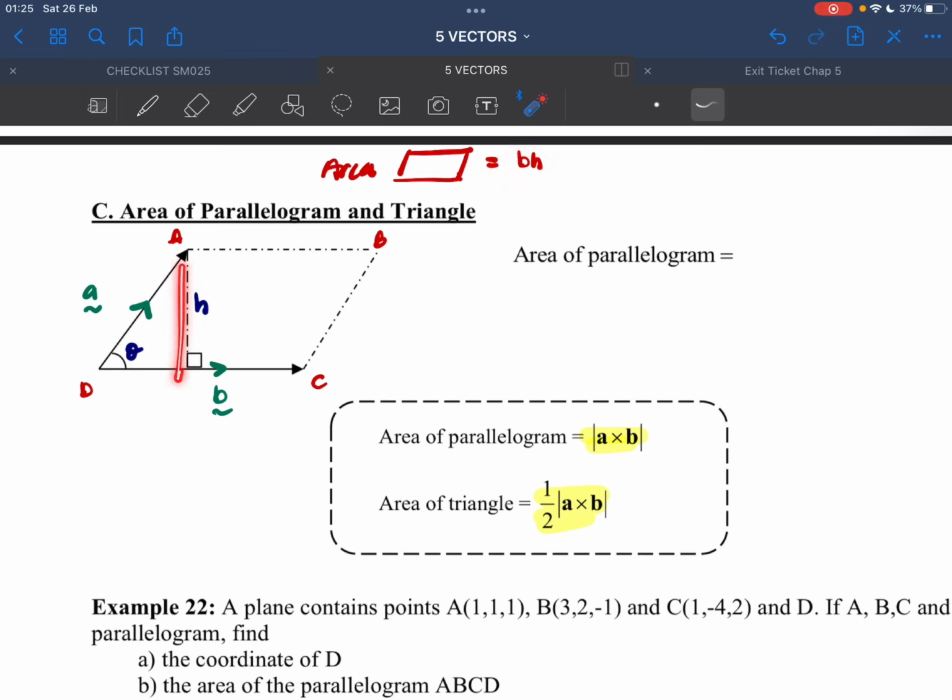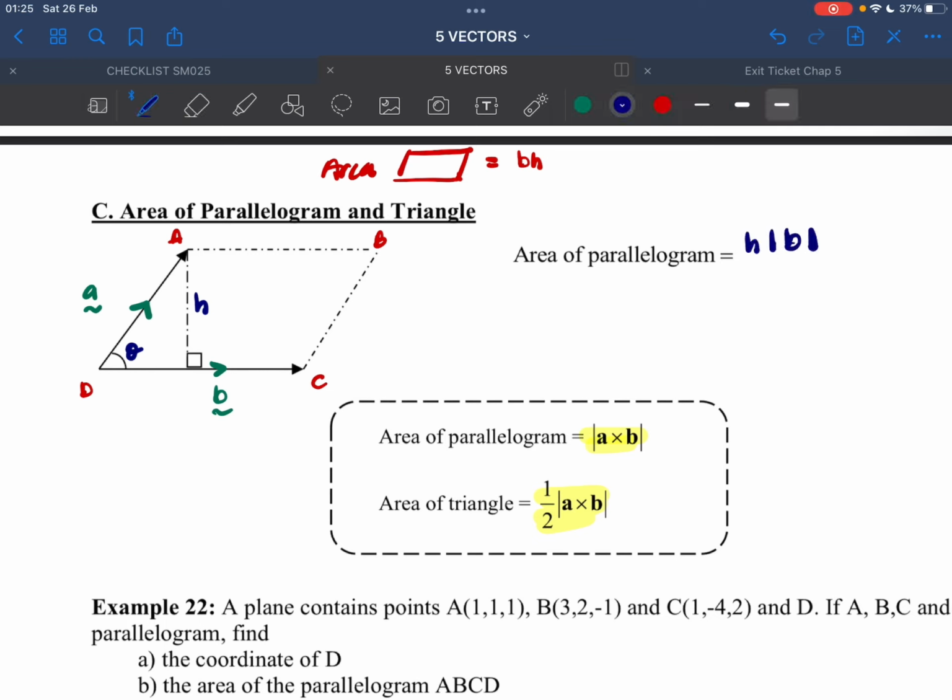So here we have H and B, which is the base. So basically here we want to find the magnitude of B. Okay, remember magnitude is the length, so we want to find the magnitude of B. Okay, so H times magnitude of B. So that is how we find the area of parallelogram.